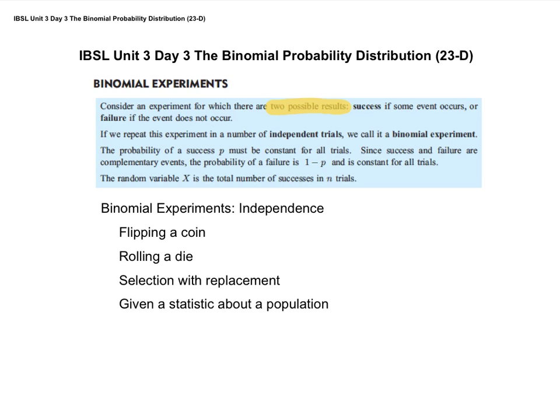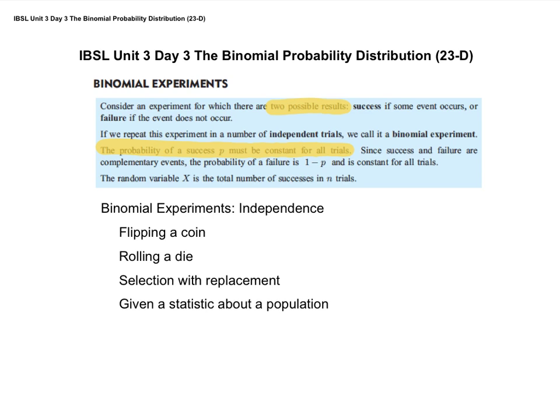All right? So, we have that, first of all. Secondly, we repeat this experiment in independent trials. Okay? Independent trials means that the probability of success that we use P for is constant for all trials. Okay? The probability has to stay the same every time.